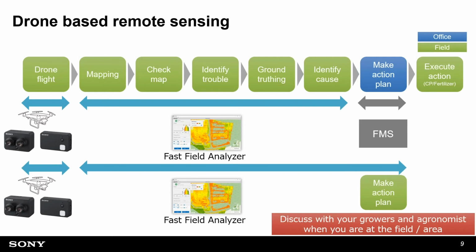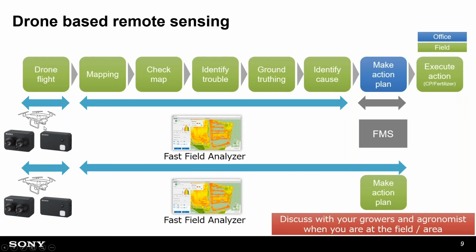So as we talk about the operation of the drone flight to the map generation, ground truthing, identifying the cause, and make action plan. So normally you generate the drone data, you make a ground truthing, but you are back at the office to make a prescription plans and things. And that is done by FMS, farm management software and things.